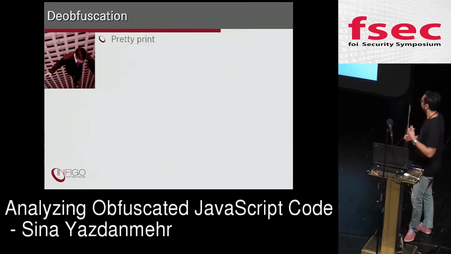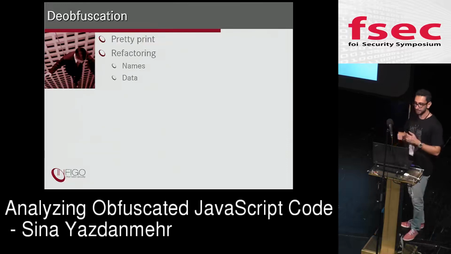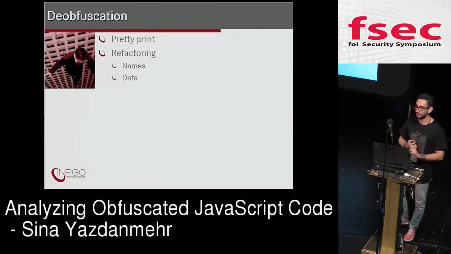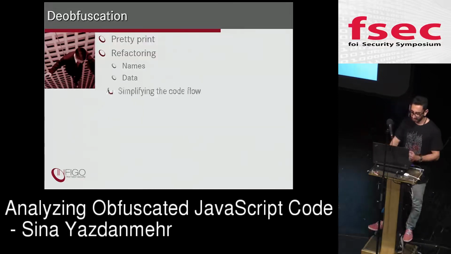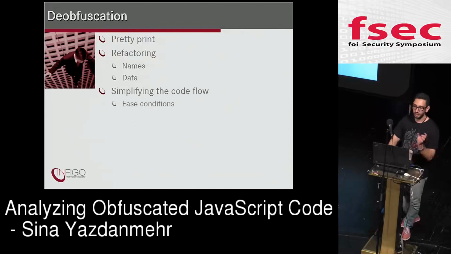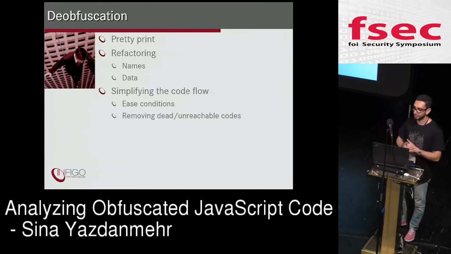For deobfuscating, the first step would be pretty printing in order to make it a bit nicer and easier to understand. Then start to refactor names, function names, variable names, and data. Refactoring means deobfuscating the syntax and data. After that, I start to simplify the code flow. For this stage, check conditions and try to ease them. Then remove dead and unreachable code because they aren't important in your code. They just make your code uglier.